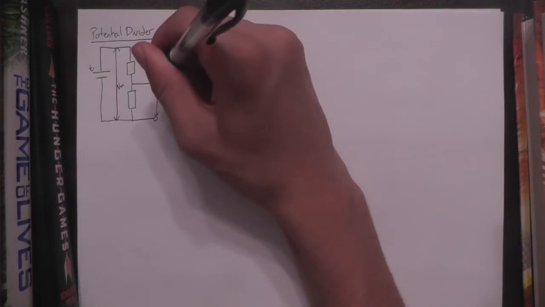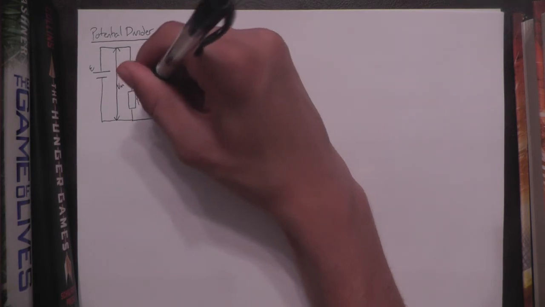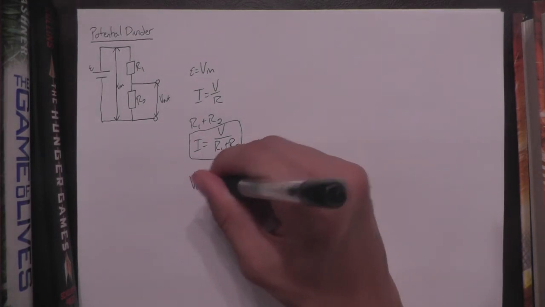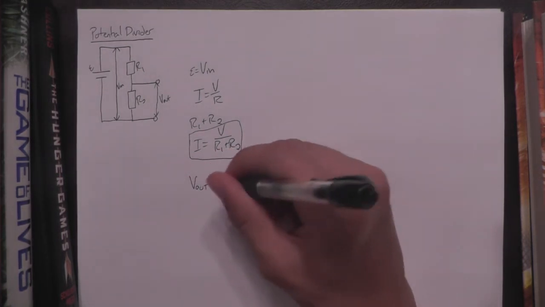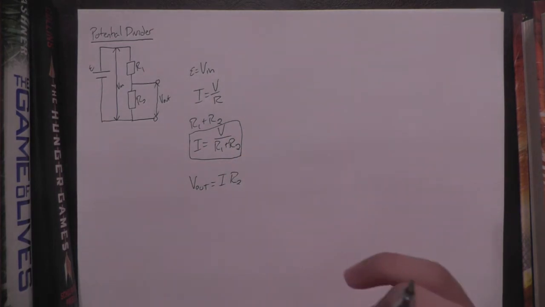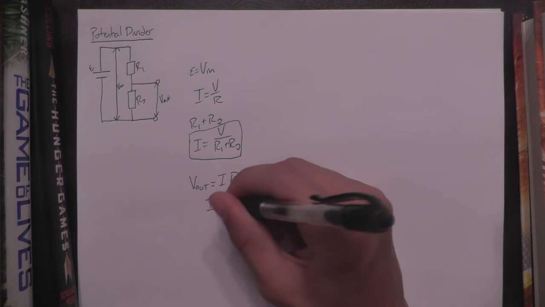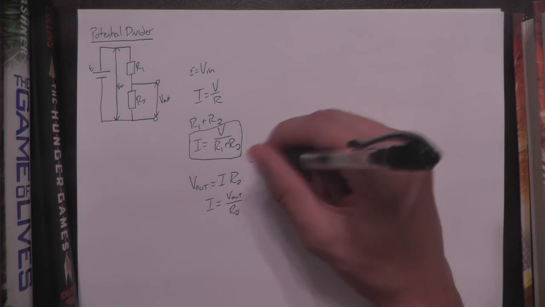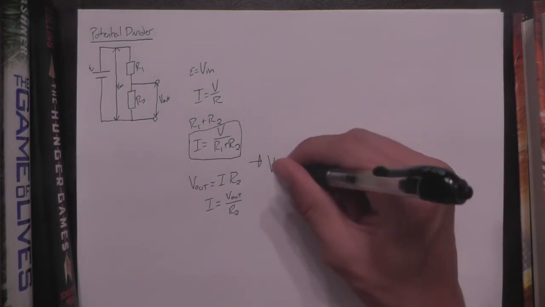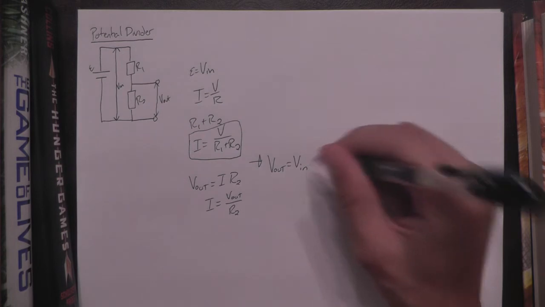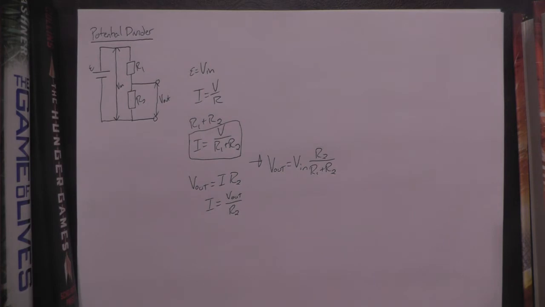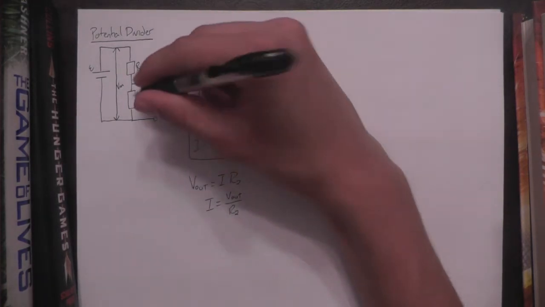However, V out is just applying to that one resistor there, R2. So the V out is going to equal the current, which is constant, multiplied only by R2. Then we solve for current: I equals V out over R2. And then we equate the two equations, and we end up getting the potential divider formula, which is that your V out is going to equal your V in multiplied by your R2 over R1 plus R2. And that is simply to calculate the potential difference across one specific resistor.